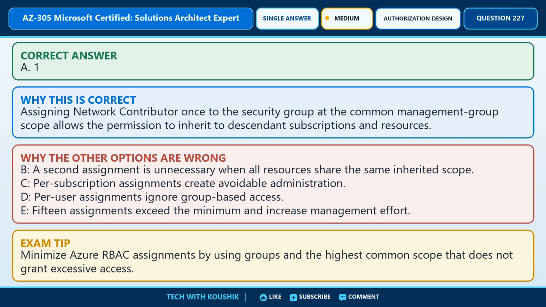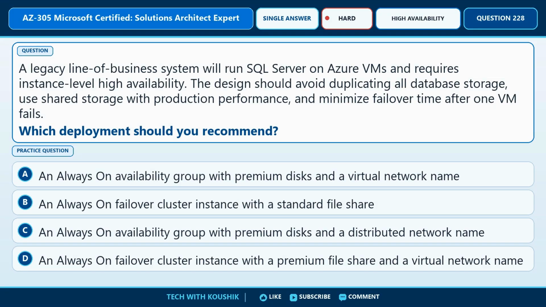A useful examination rule is this. Minimize Azure RBAC assignments by using groups and the highest common scope that does not grant excessive access. Now consider question number 228. Scenario. A legacy line of business system will run SQL Server on Azure virtual machines and requires instance-level high availability. The design should avoid duplicating all database storage, use shared storage with production performance, and minimize failover time after one VM fails. Which deployment should you recommend?